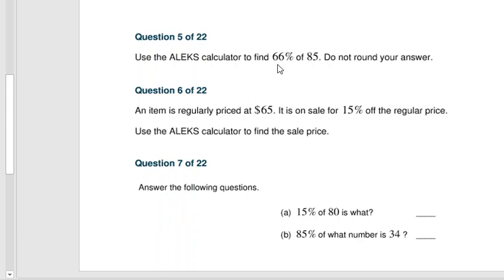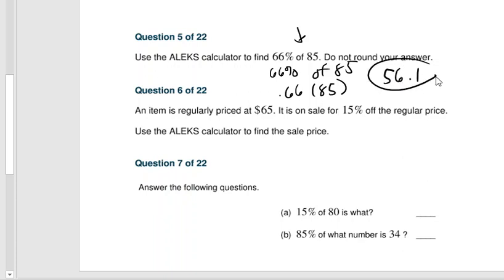So if you're finding 66% of 85, the word of means times. So 66% of 85. So we would change this percent to a decimal by dividing by 100. So 0.66, the word of means times. So we're going to multiply 0.66 times 85. Okay, and that gives us 56.1.